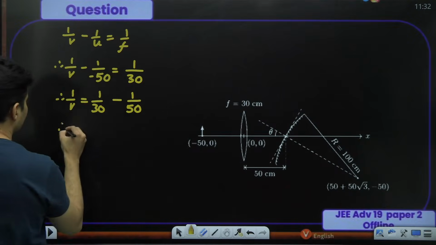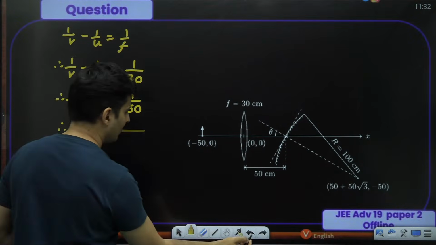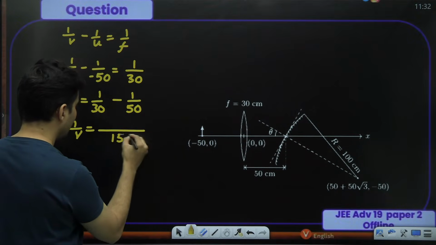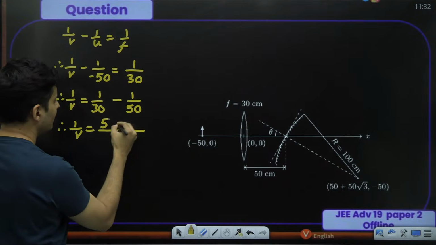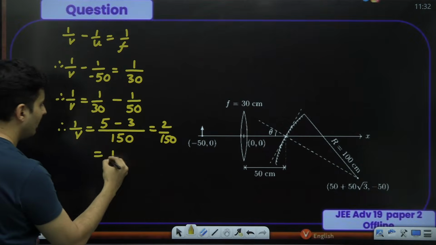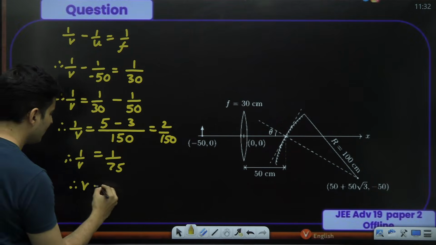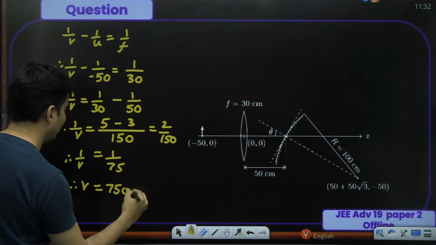Let's see what is the answer to this. So 1/v is equal to, the LCM will be 150. So this will go 5 times, this will go 3 times. So this will be 2 divided by 150, that will be 1 divided by 75, but that is 1/v. So image distance will be 75 centimeters.